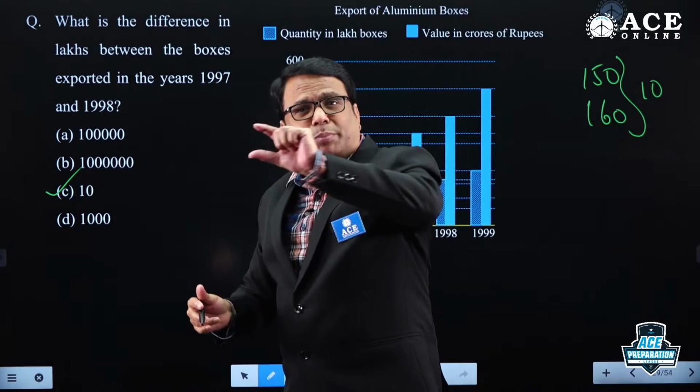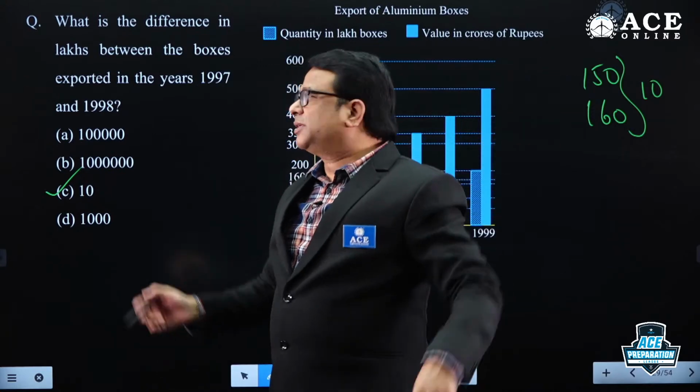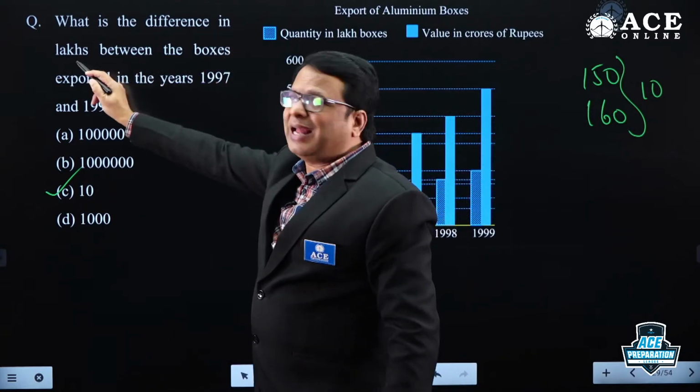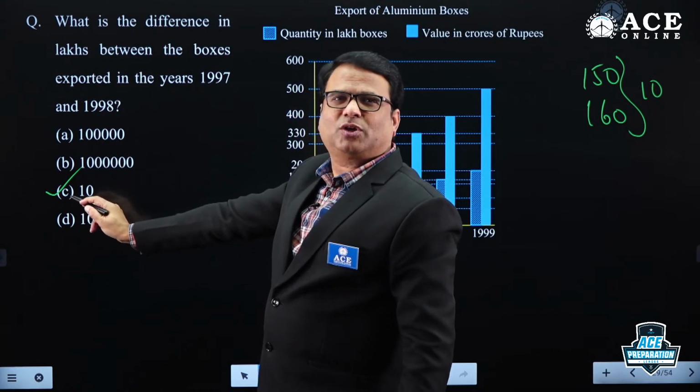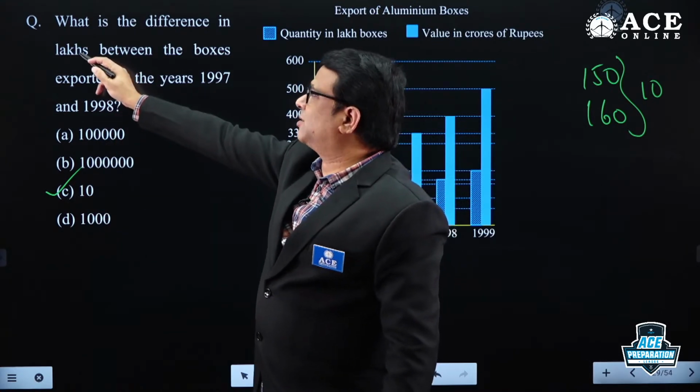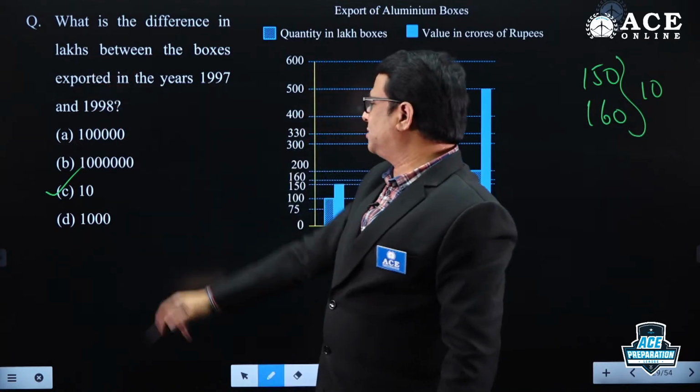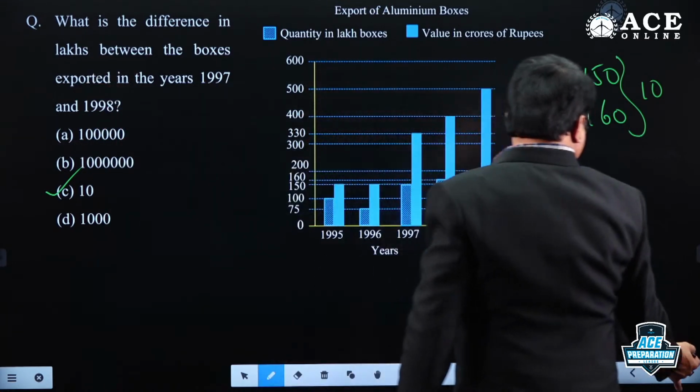Because we have to write the complete figure. But it is clearly given to give the answer in lakhs. That means 10 lakhs, so I just write 10, because we are asked to give the answer in lakhs. So the answer is C.